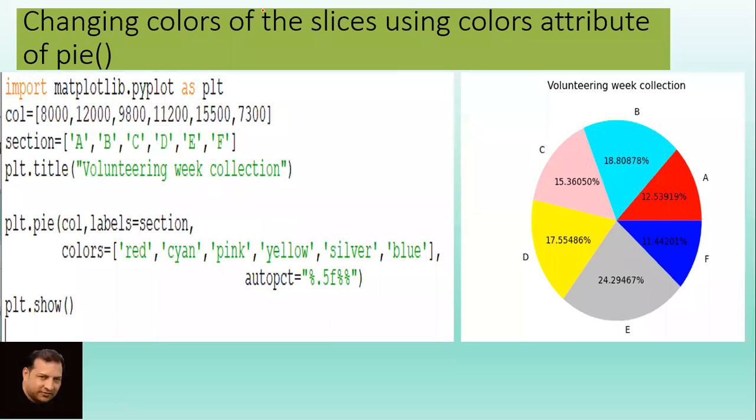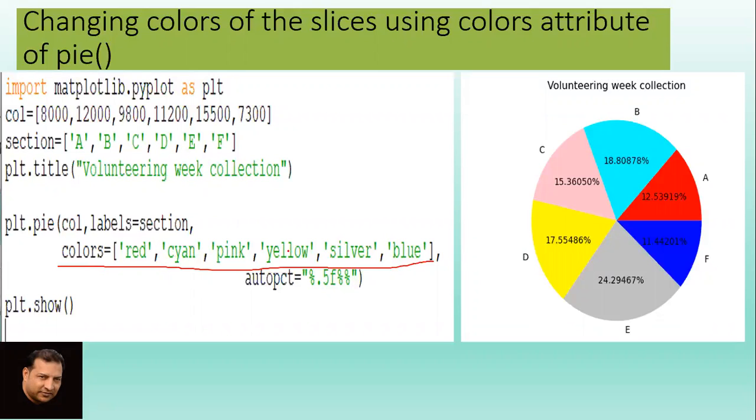Okay. Now, how to change colors of the slices using the colors attribute of the pie function. We are using the same example, but changes are here. Colors is equal to, it is in the form of a list. You need to be careful. Here we have used colors, C-O-L-O-R-S. Yesterday we used color in scatter. Here we have used colors.